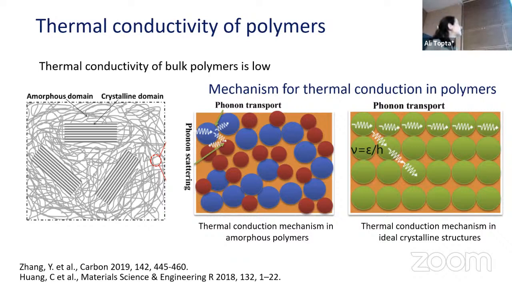in polymers basically depends on the morphology of the polymers, because usually polymers contain amorphous domains and crystalline domains, and if the amorphous domains are the dominant one, then the thermal conductivity becomes lower because the vibrational modes tend to localize. Here you see the conduction mechanism in an ideal crystal structure and in amorphous polymers.